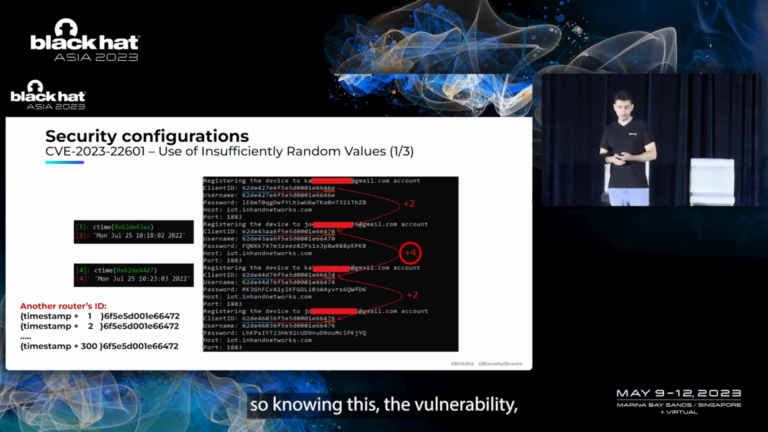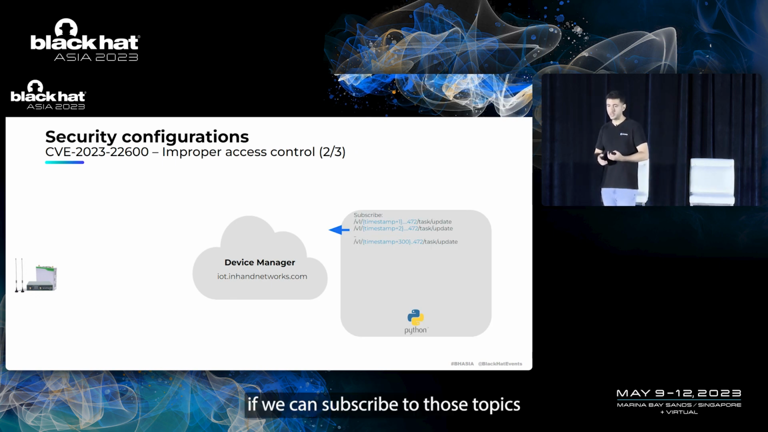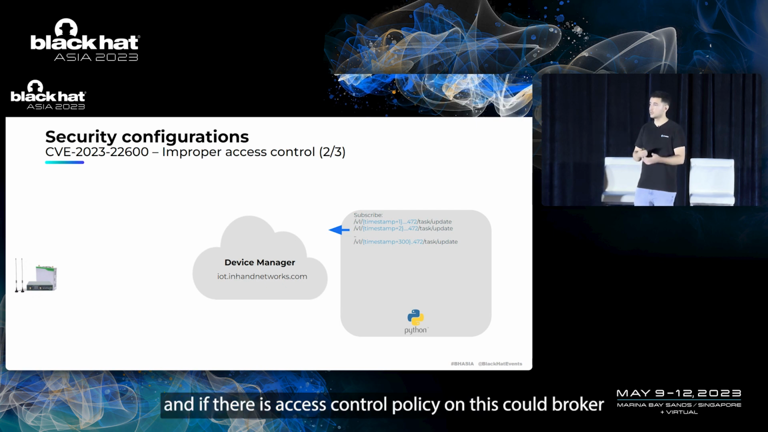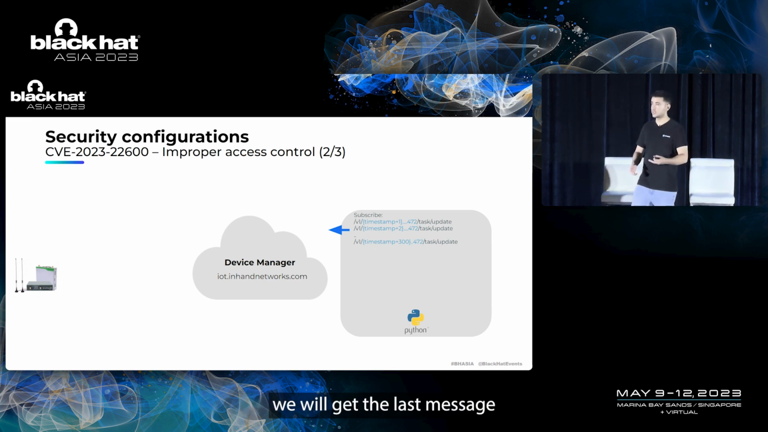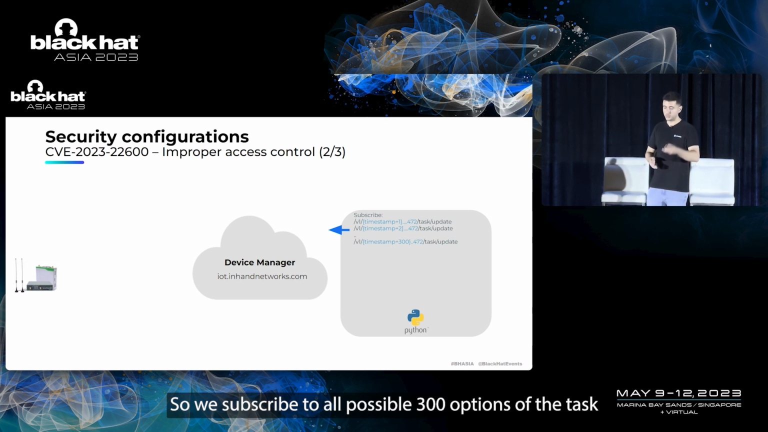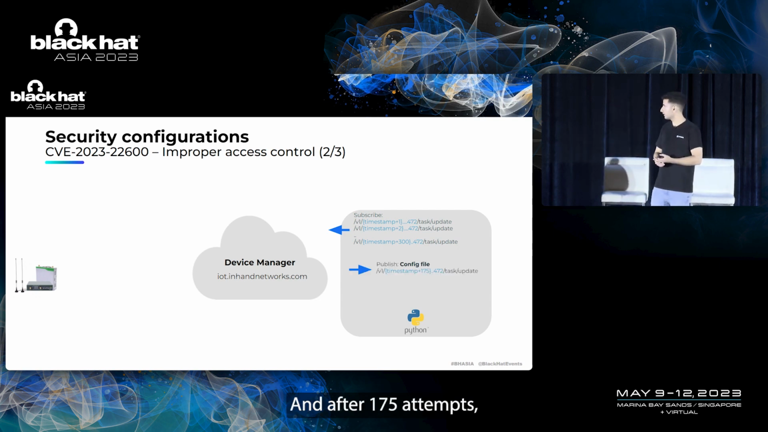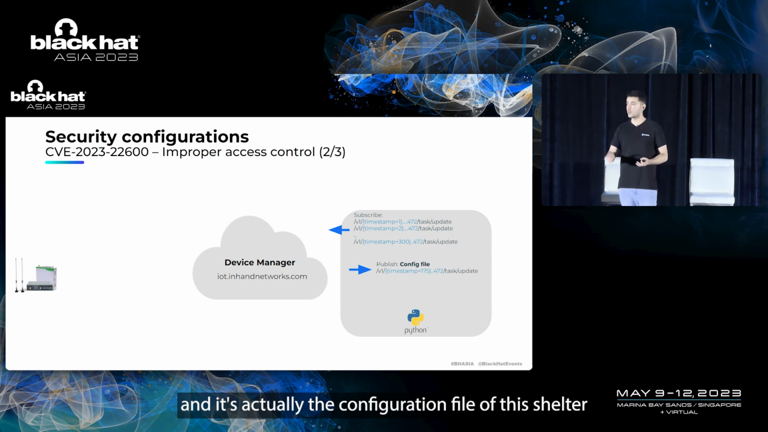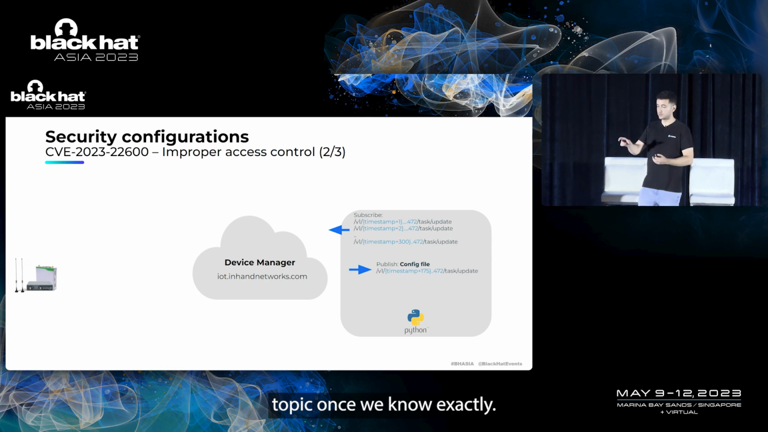Knowing this vulnerability led us to the second vulnerability. We decided to check if we can subscribe to those topics and if there is an access control policy on this MQTT broker. If there is no access control policy, we will get the last message that was written to this topic by the router, which is the configuration file sent to the MQTT broker. So we subscribed to all 300 possible options of the task update topic for this router, and after 175 attempts, we actually got something: the configuration file of this router. So we can read from any router's topic once we know its ID.